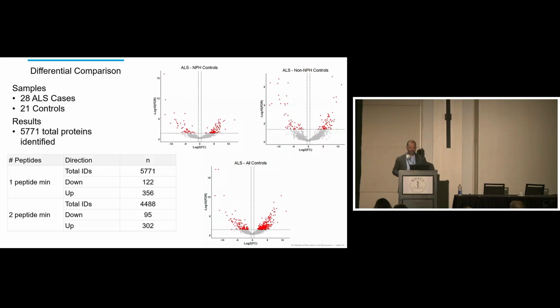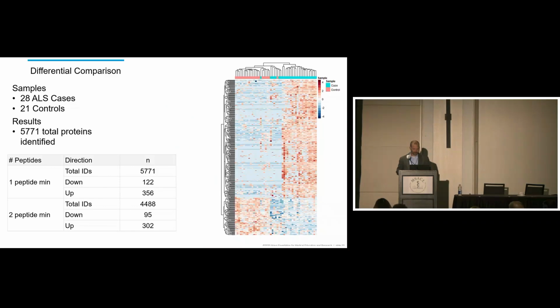But in total, we identified 5,771 total proteins. When you require 2 peptides as a minimum, almost 400 of them were differentially expressed. Most of them went up in the ALS group. We did some further clustering, and by and large, most samples clustered within their respective groups.